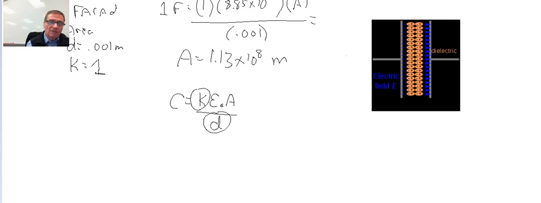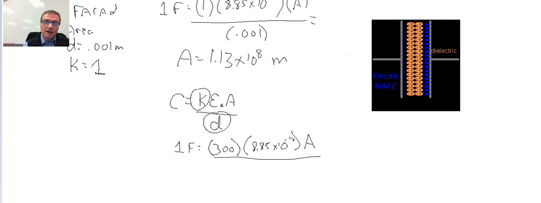Well, let's say that we still want to have our 1 farad capacitor. Now I'm going to find a dielectric which is going to have a value of 300. Epsilon 0 does not change, so that's 8.85 times 10 to the minus 12th, times the area divided by, instead of 1 millimeter, 1/100th of a millimeter. Let's see what we get as we do the calculations.